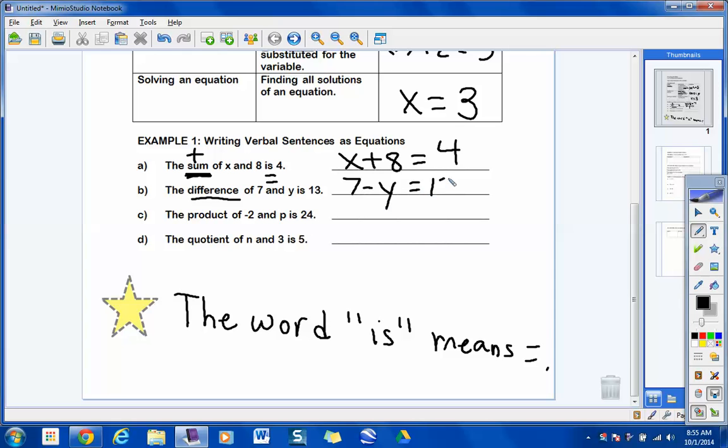All right. In part C, how about product? Which operation is product? Chelsea, you know it? Multiplication: negative 2 times p. Now, when I express multiplication, do I really need to put a sign between the number and the variable? If there's no sign, we assume what operation? Times. So I have negative 2p equals 24. Okay, negative 2p equals 24. Are we good there? Yes. How about quotient? What's that mean?